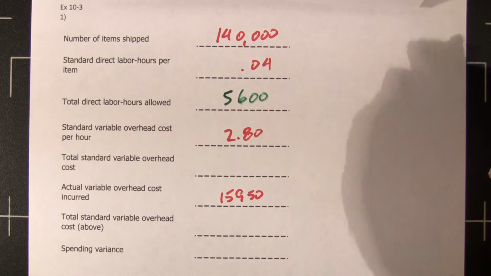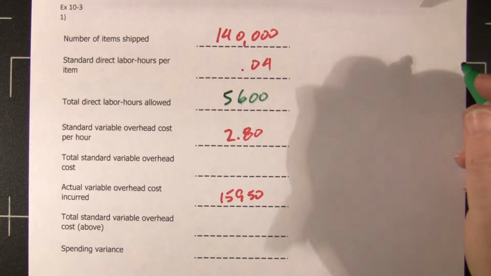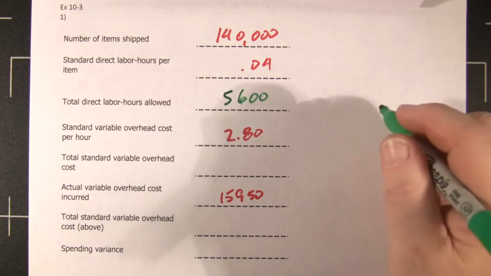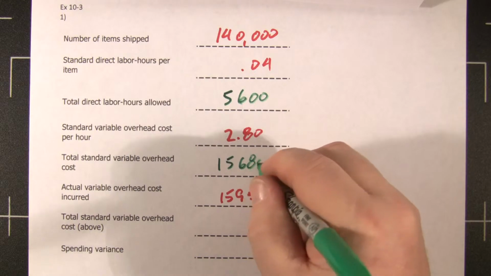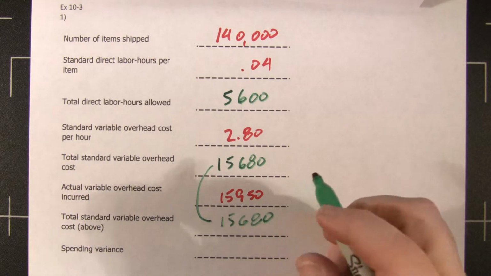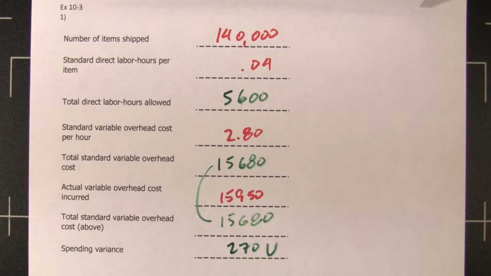We should have used 5,600 hours. So our total standard variable overhead is $280 per hour. So that works out to $15,680. So altogether, we have a $270 unfavorable variance. But we need to see if that's an efficiency variance or a rate variance. So let's take a peek.